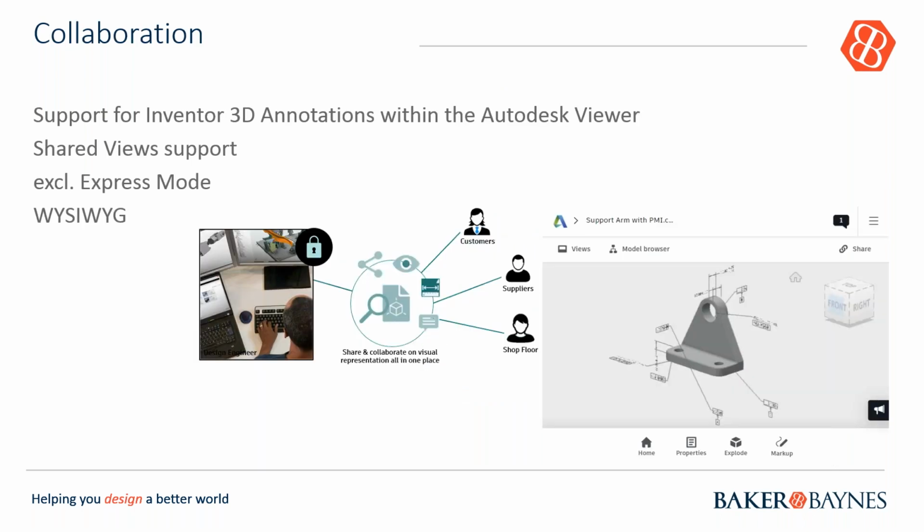If we go into the collaboration side of it, 3D annotations are now shown in shared views and also in Fusion Team. Previously the 3D annotations were not available in shared views. Now you have access to that. 3D annotations are also not visible when the view is created to be excluded, so you can switch it off. That's quite nice with collaboration.